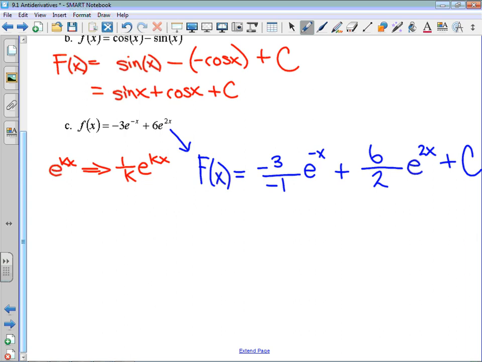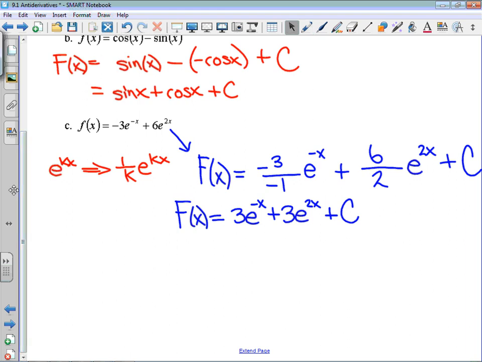And I get that the antiderivative here is 3e to the negative x plus 3e to the 2x plus some constant. Make sure you can, let's do this one. I keep saying make sure you do it, and I'm not doing it, but I want to show you that if we want this to check out, I have to make sure that the derivative with respect to x of my antiderivative takes me back to my original function.